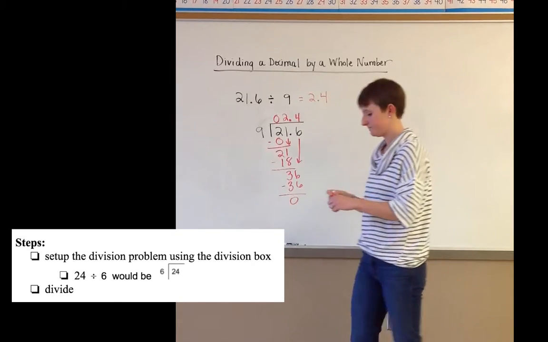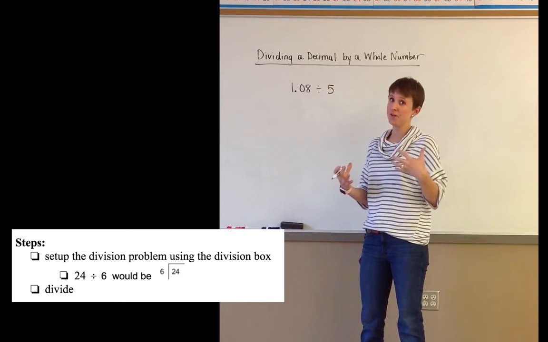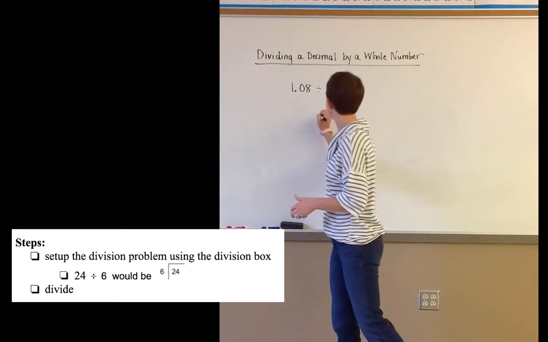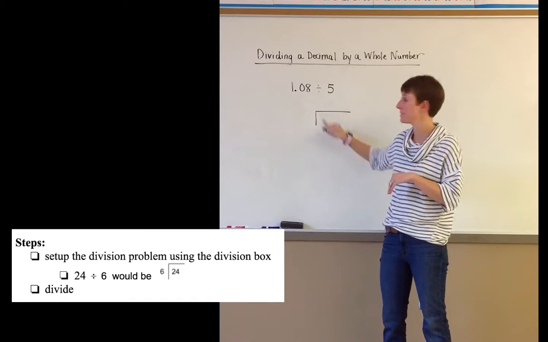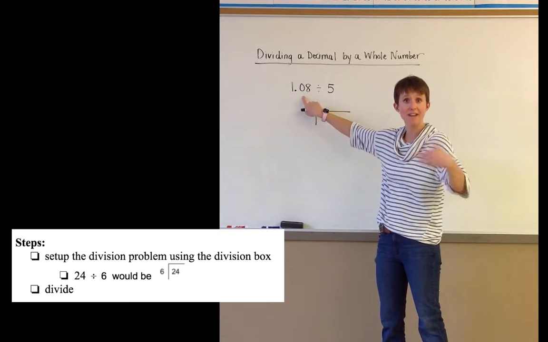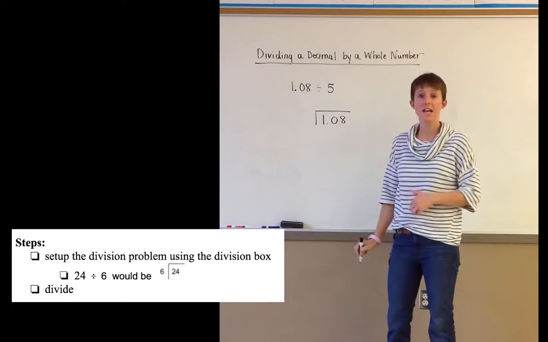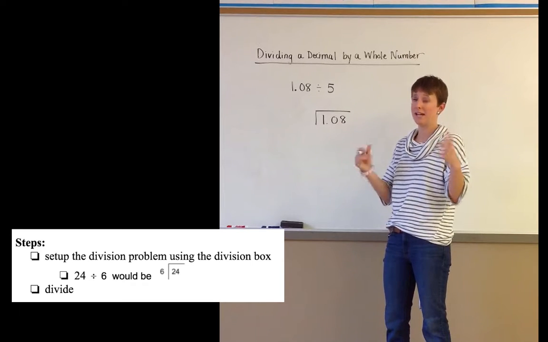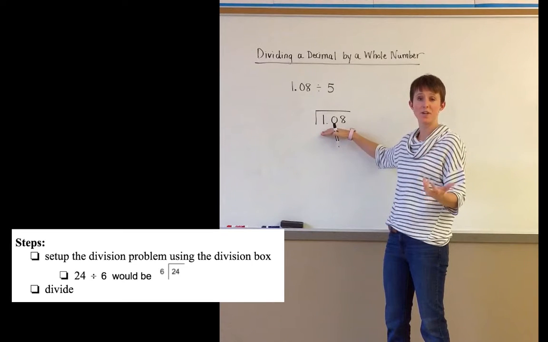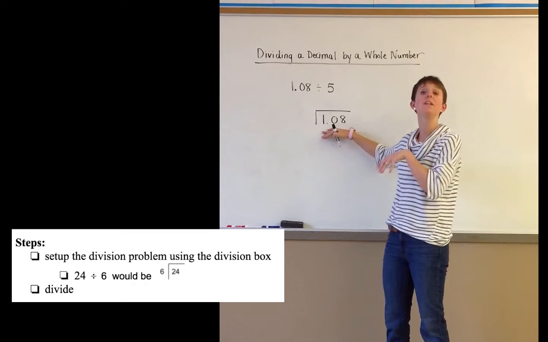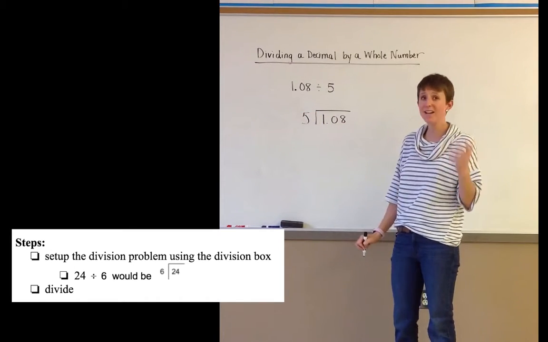Let's do the next one: 1.8 divided by 5. The first step is to set up that division problem using the division box. So I need to figure out which value is going to go inside my division box. Which one of these values is what I have to divide out? It's my dividend. That would be 1.8. If you blank out on which value goes in here, look up in the steps, where I shared 24 divided by 6 and showed you putting that in the division box. That means 5 is my divisor.